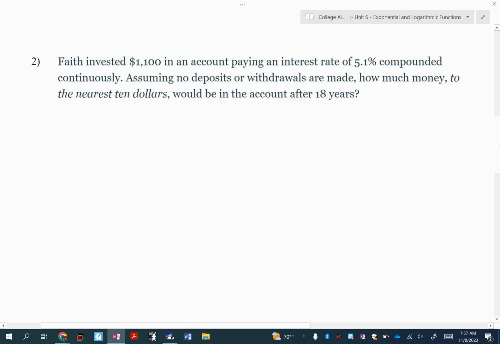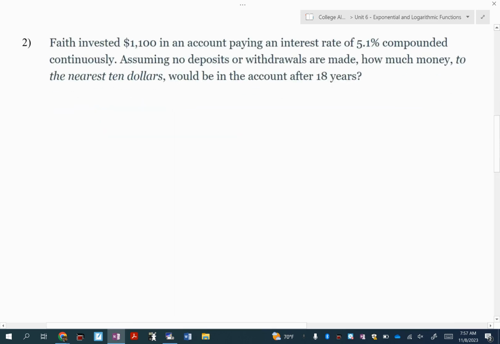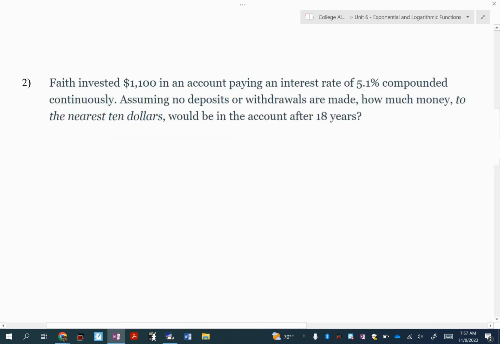Okay, ready? Faith. And take a look. You hate it already? Wow, harsh for Faith. Compounded continuously. That didn't say daily, monthly, quarterly, annually. It says literally every moment they're compounding. So it's a completely different formula.